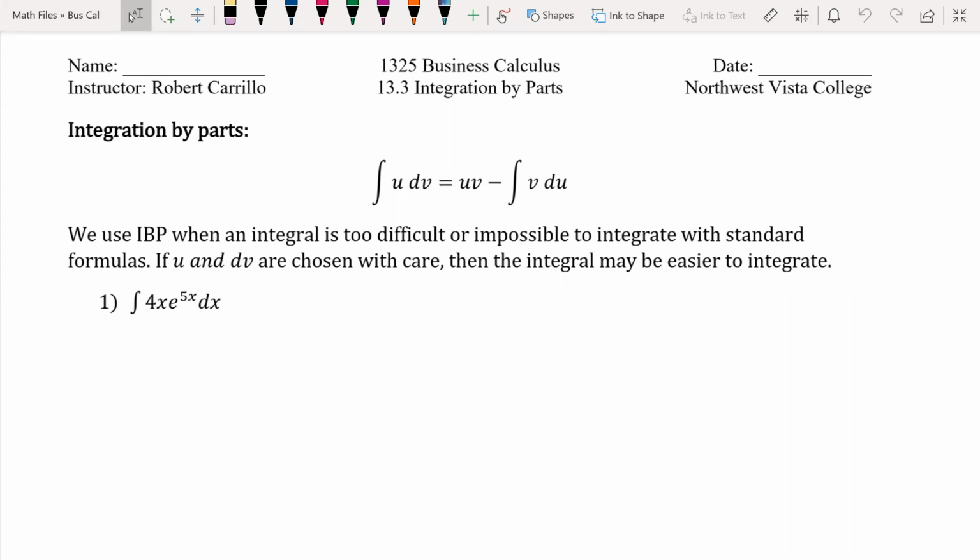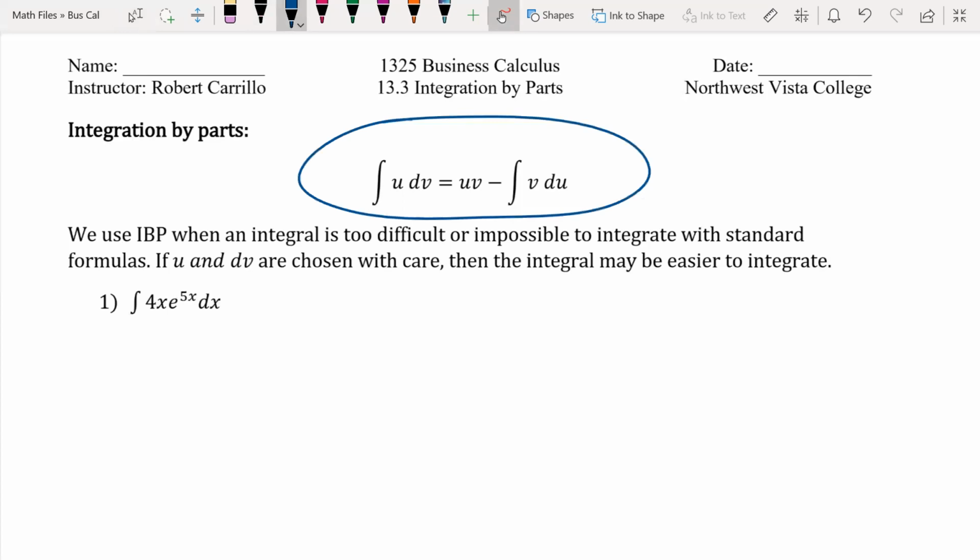So when an integral is too difficult or impossible to integrate with standard formulas, we use integration by parts to make the integral easier. So we have to pick u and v. So here's the formula for integration by parts. It's the integral of u dv equal to uv minus the integral of v du. Okay, so this is what we're going to be using.